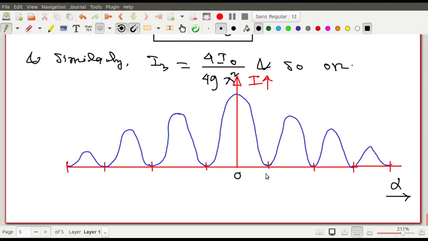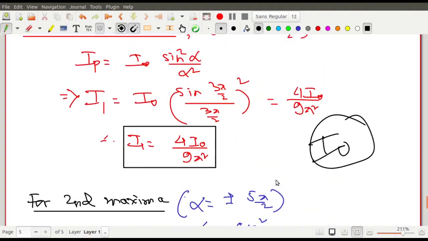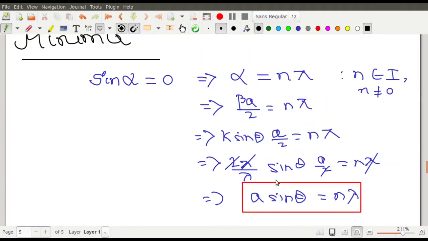What was after 0? What are the minima points? Just have a look. Where do you have minimas? Minimas are obtained at alpha equals not 0, but pi, 2 pi, 3 pi, 4 pi, and on the negative side also. Where do we get this alpha equal to 0? If I put pi, right? So minima points are those which satisfy this condition, alpha equals n pi. So alpha equals n pi are my minima points.